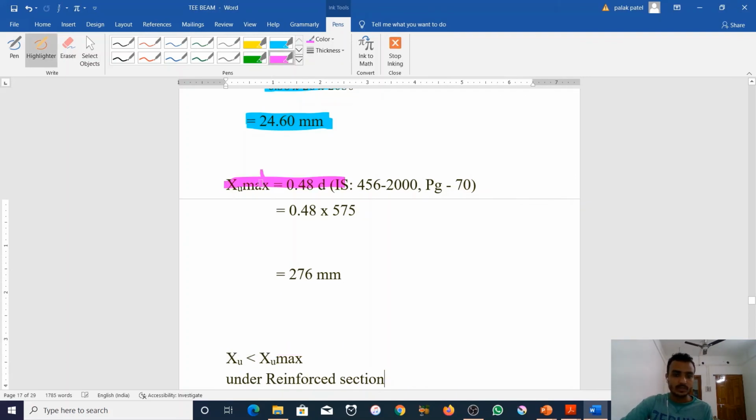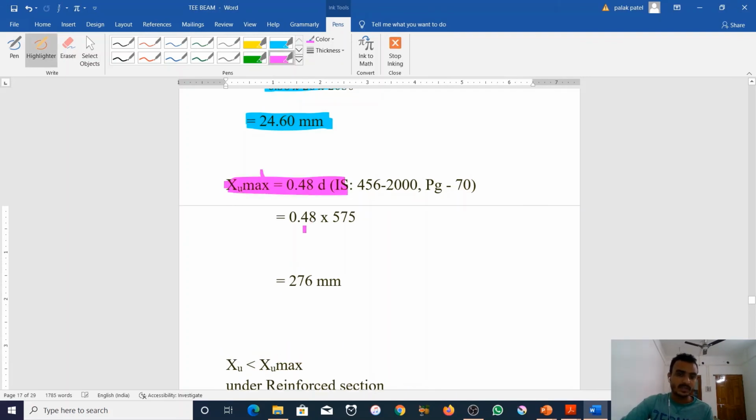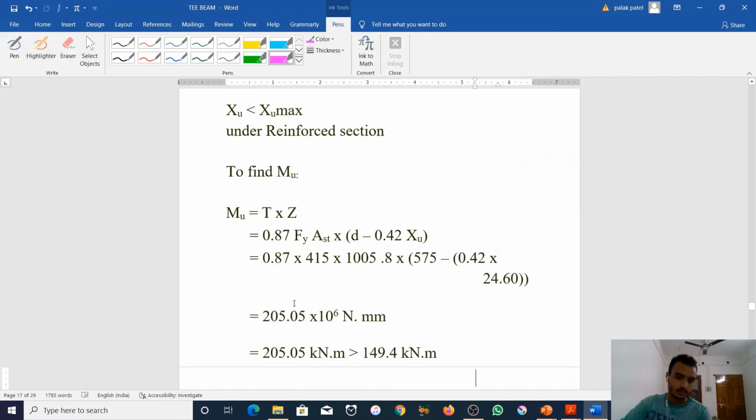Then we have to find out Xu max. Xu max is 0.48 into d, 0.48 into 575. 575 is the effective depth of the beam. So we got Xu max 276 mm. So here Xu is less than Xu max, so our section is an under reinforced section.